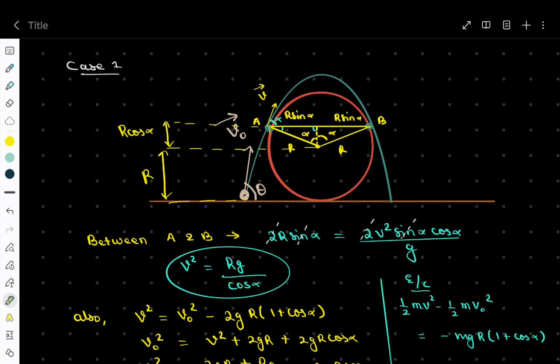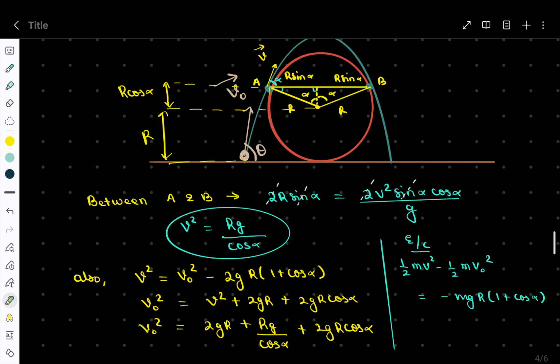Okay, so now if we observe only the trajectory from A to B, then we can see that v vector is actually the velocity of projection. If we just observe A to B, alpha is the angle of projection and 2r sine alpha is the range. So applying the formula of range for the ground to ground projectile, which is the range is 2r sine alpha, we can equate it with the formula.